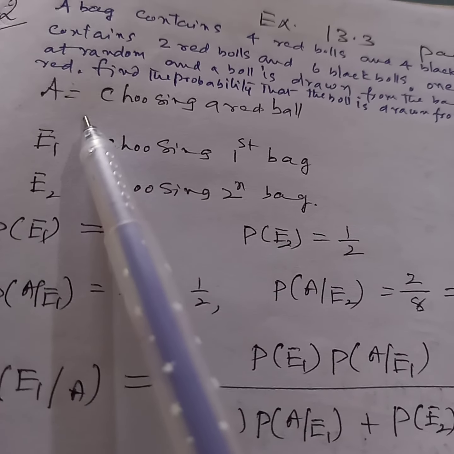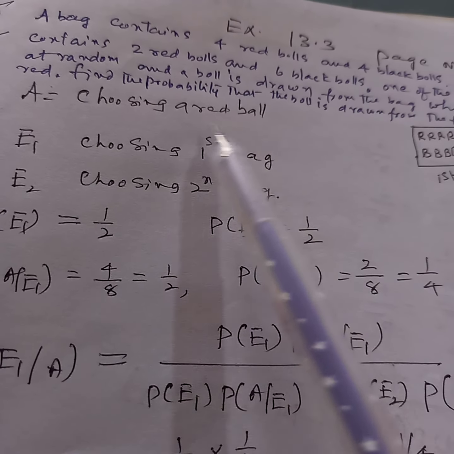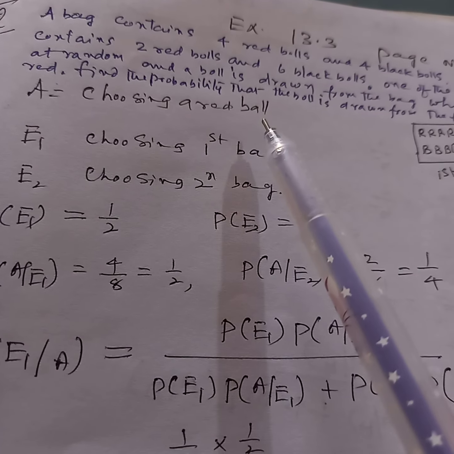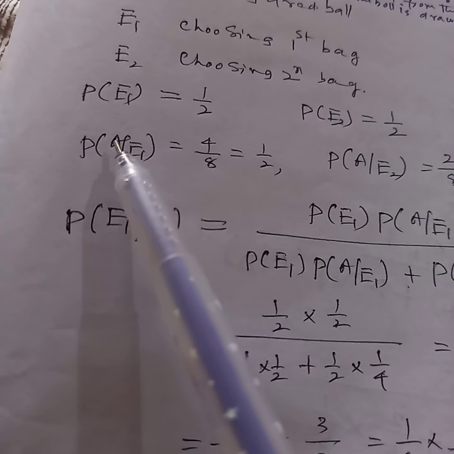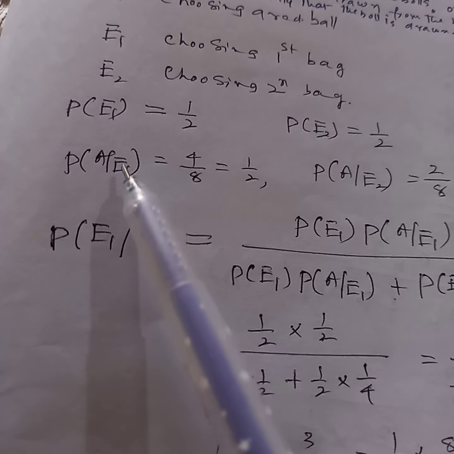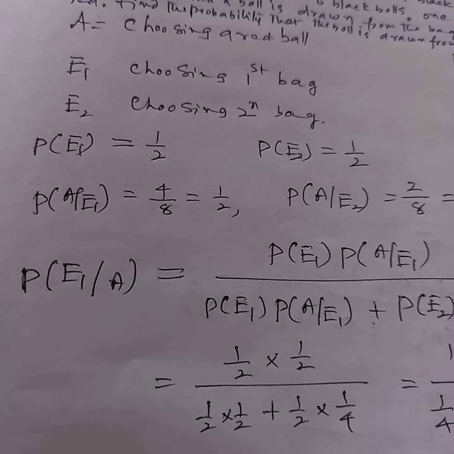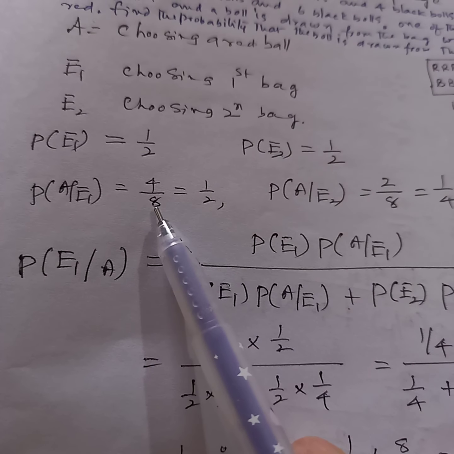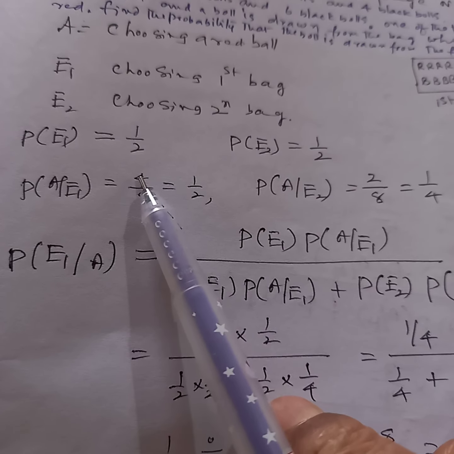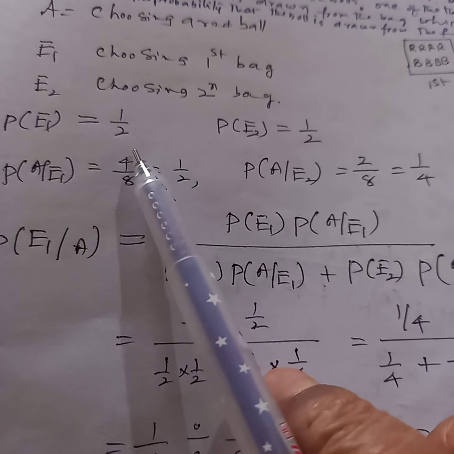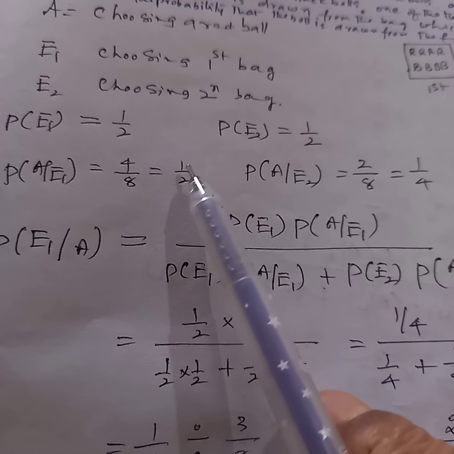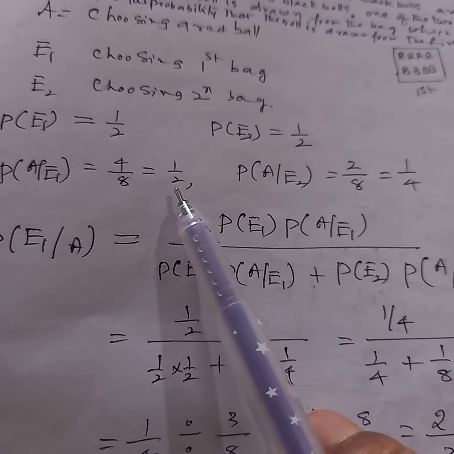Now we have to find the probability of choosing a red ball. Here A is the event of choosing the red ball. So, the probability of choosing a red ball, given that it is from the first bag, E1. How many balls are there in the first bag? 8. How many red balls are there? 4. Therefore the probability of choosing a red ball is 4 by 8, and that comes to 1 over 2.